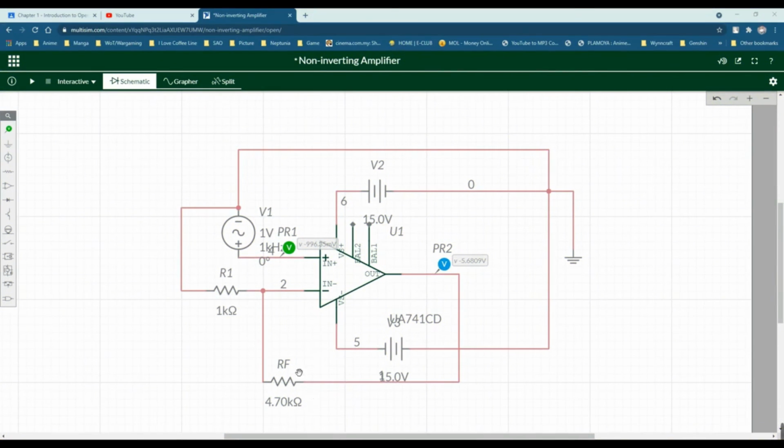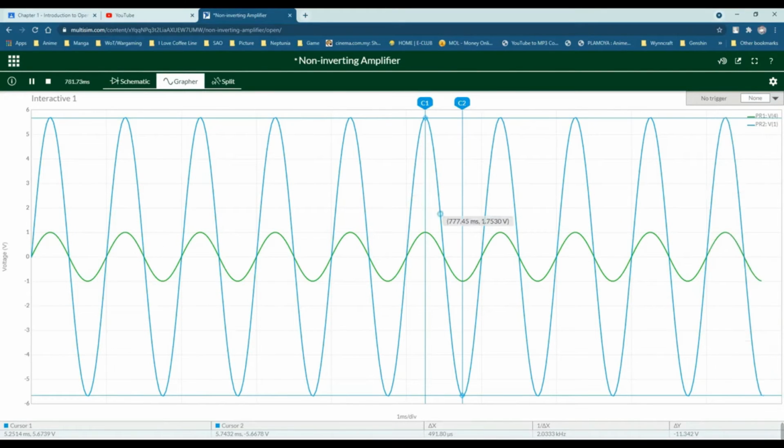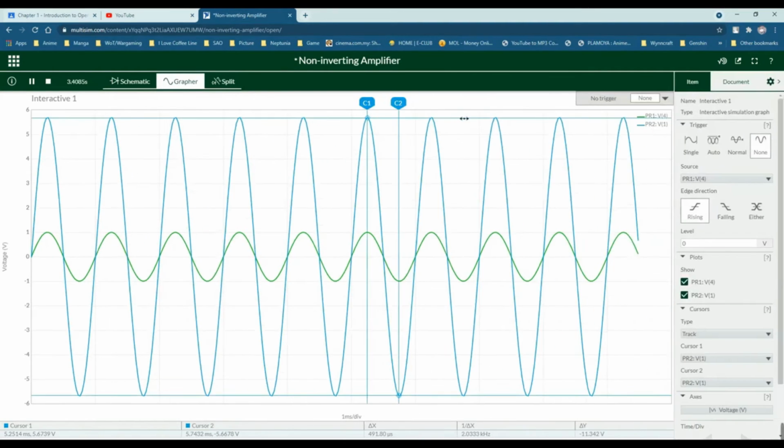This is the non-inverting amplifier with 4.7 kilo ohm. We start the simulation. The output waveform will result as we can see here, that the output is in phase with the input. Let's check the output result, which is here. We get 11.342.